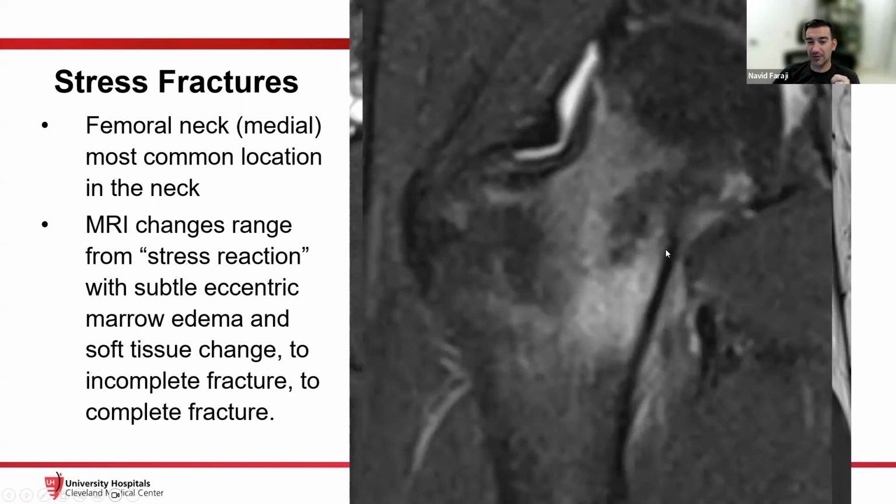Similar patient, a different side, we see the bright T2 signal. We don't necessarily see a fracture line there.